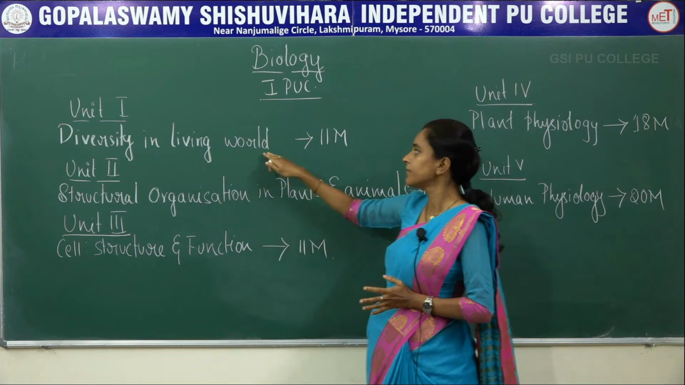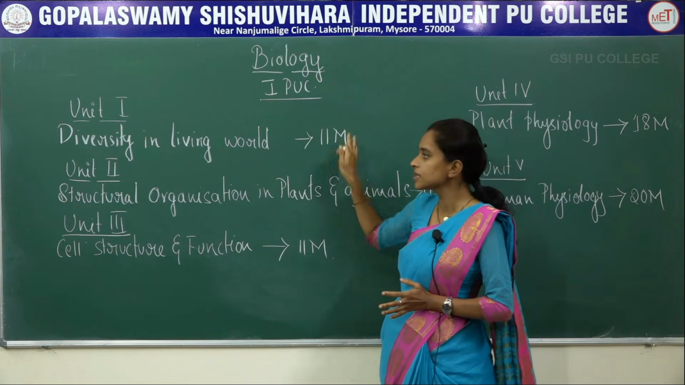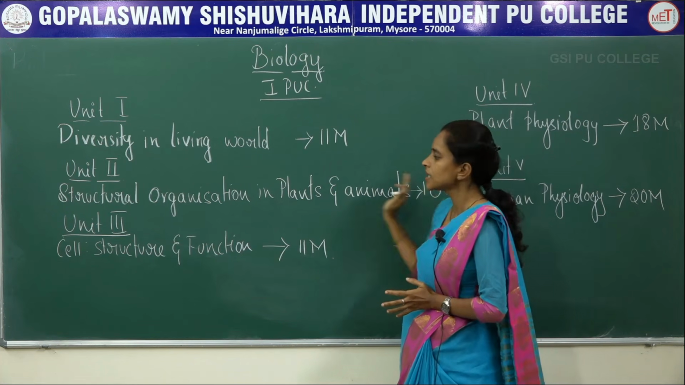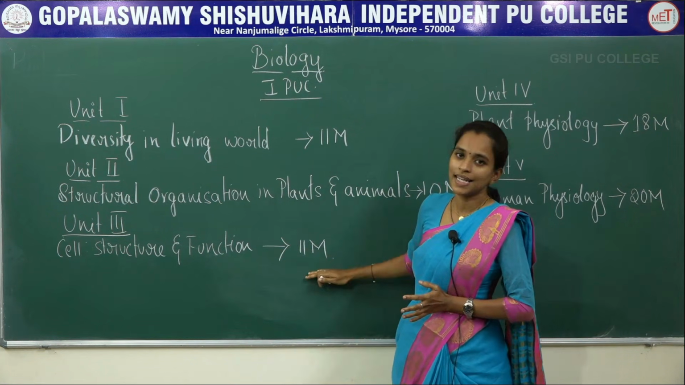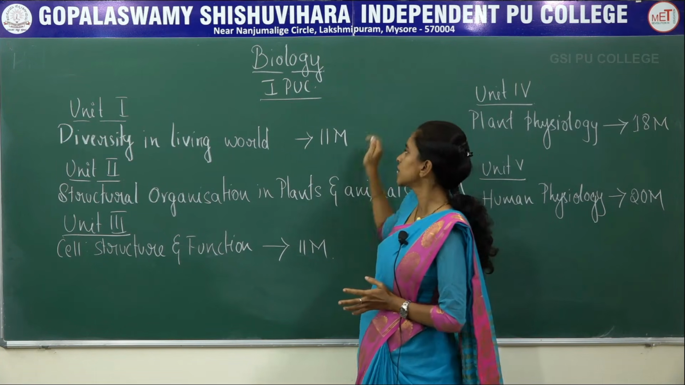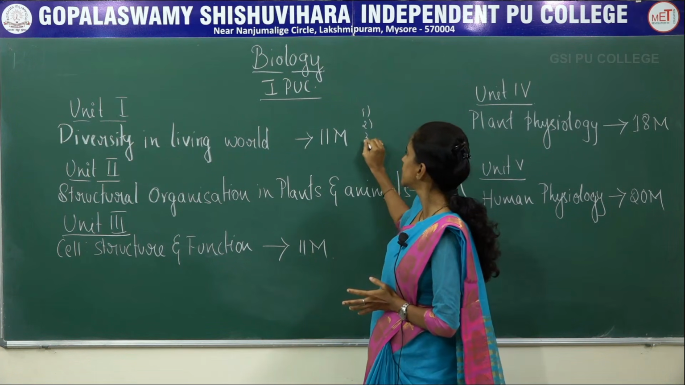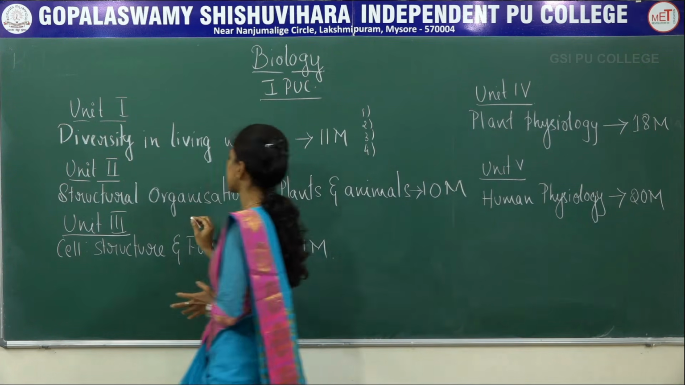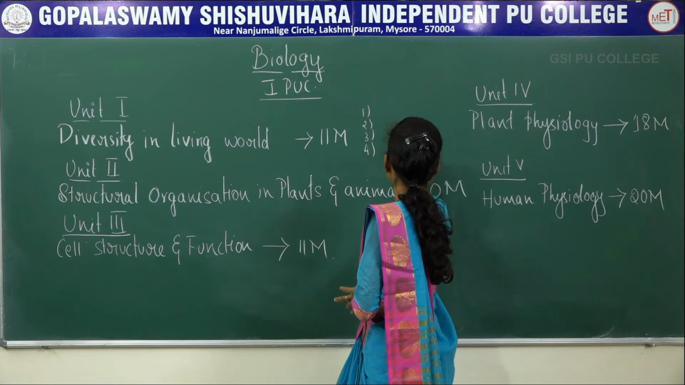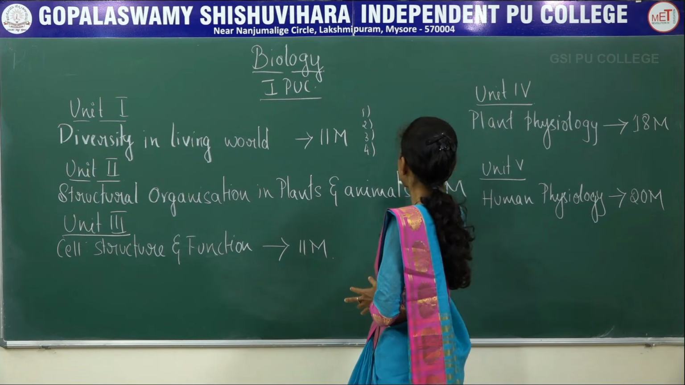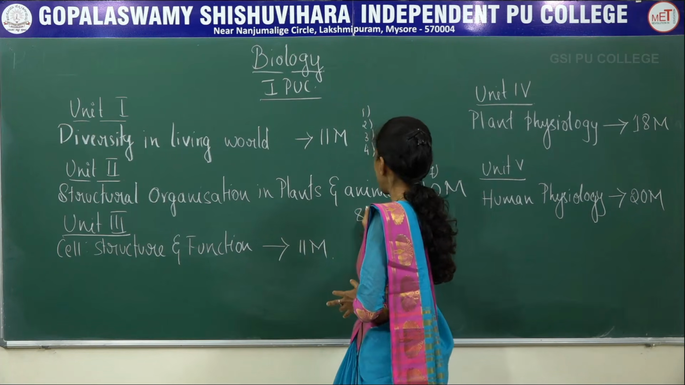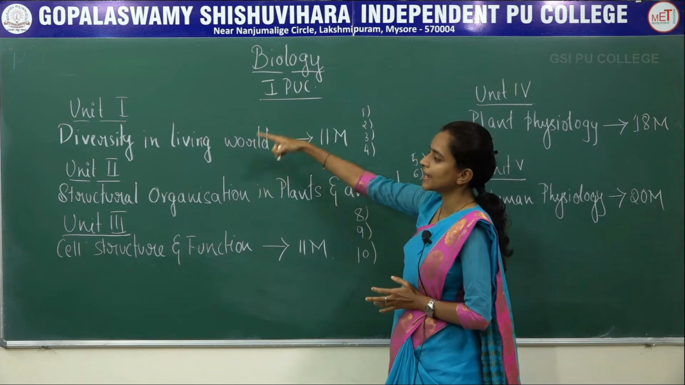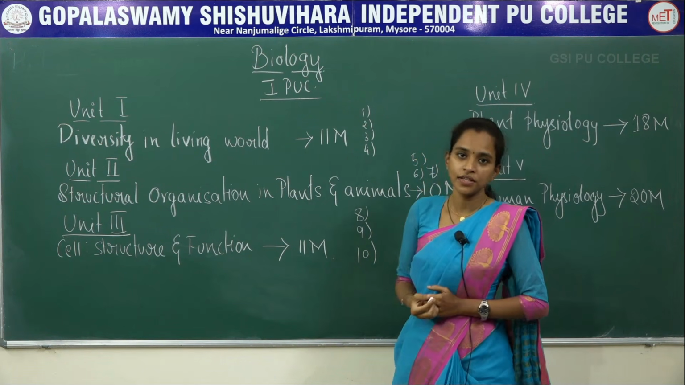First unit is diversity in living world, which has a weightage of 11 marks. Second unit is structural organization in plants and animals, whose weightage is 10 marks, and cell structure and function, whose weightage is about 11 marks. So the first unit contains chapters 1, 2, 3 and 4. Unit 2 contains chapters 5, 6 and 7. Unit 3 contains 8, 9 and 10. So together, by the end of 3 units, we will be completing 10 different chapters.